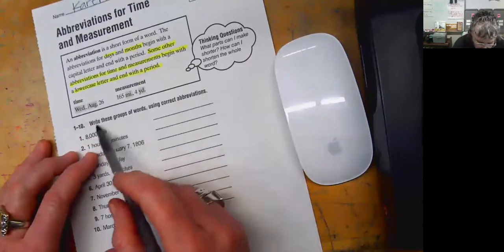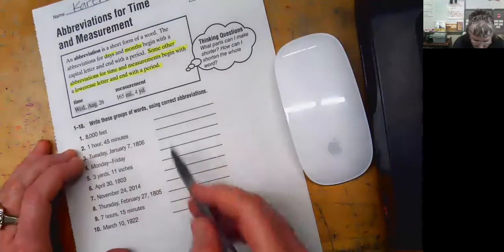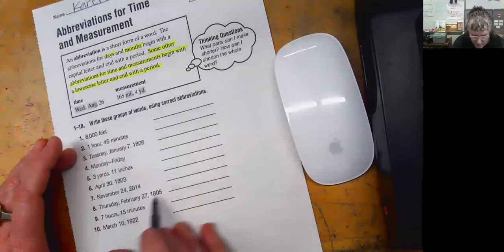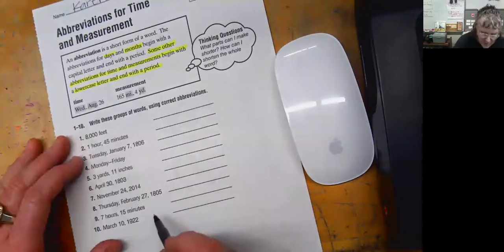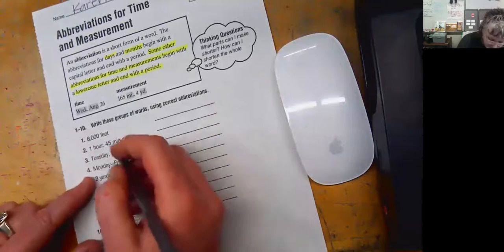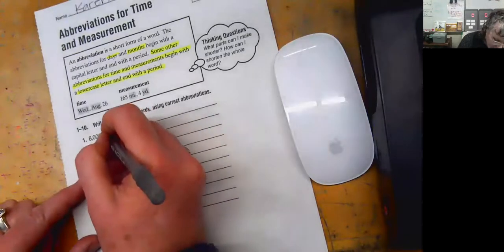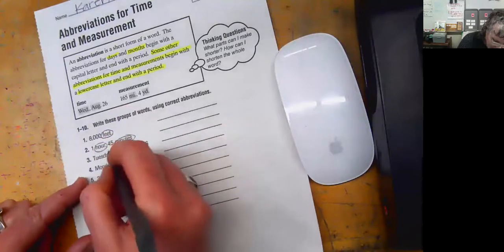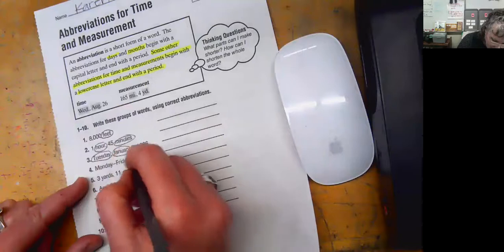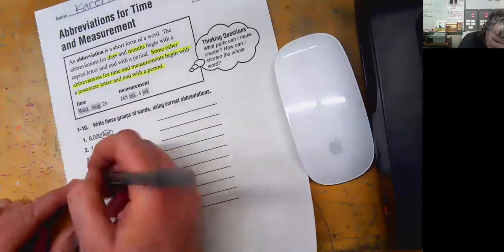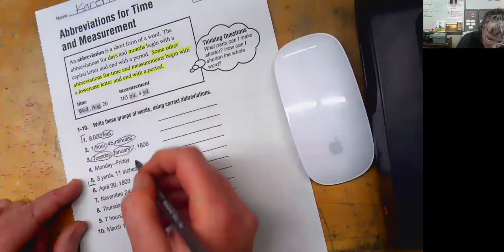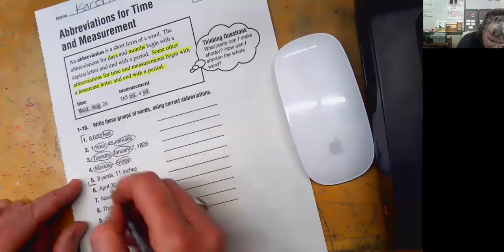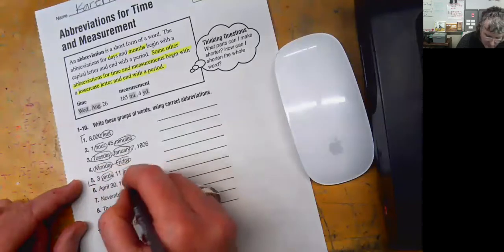So we're gonna write the groups of words using correct abbreviations. I think we can do the whole, this doesn't look like too much. I think we can write the whole thing and we're gonna abbreviate. So let's correct them first. We're gonna abbreviate feet, we're gonna abbreviate hour, minutes. Let's do the day. And we're also only gonna do to 5. And then I think we can abbreviate both of these, and yards and inches.